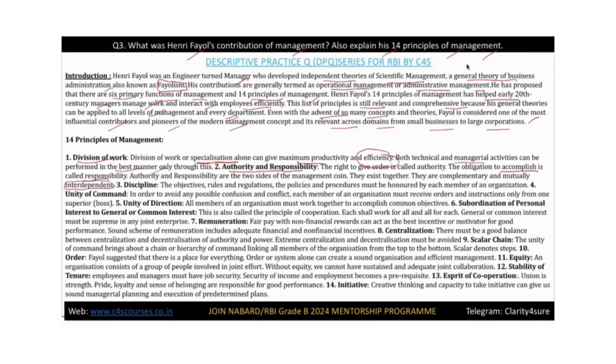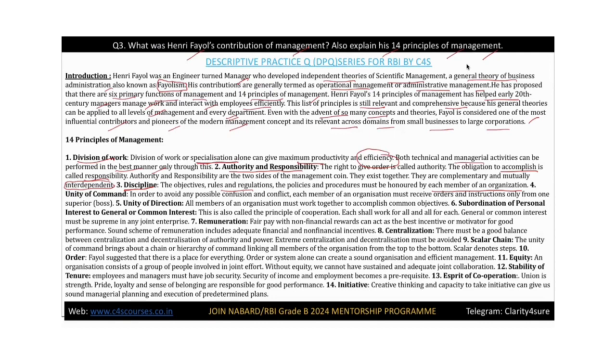So the next principle is discipline. Discipline, as you are all aware, means the rules and regulations, the procedures and the policies that the organization or any corporate makes, which are very quintessential for any organization for the smooth flow of its functioning. So each member of the organization is expected to honor the rules that the organization or the companies propose or update each time.